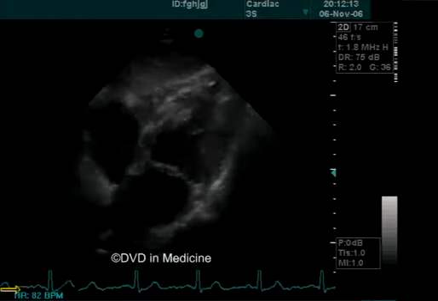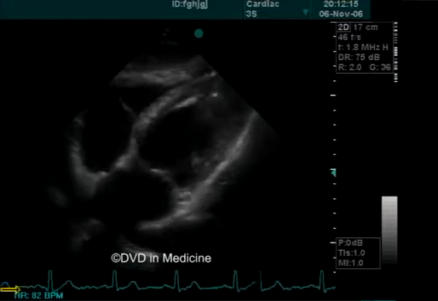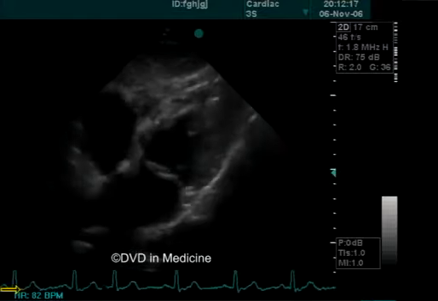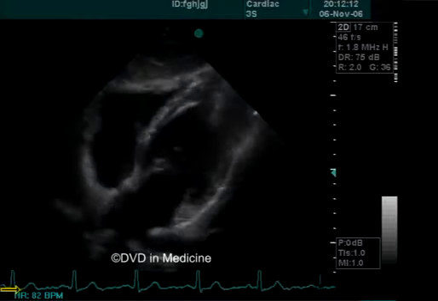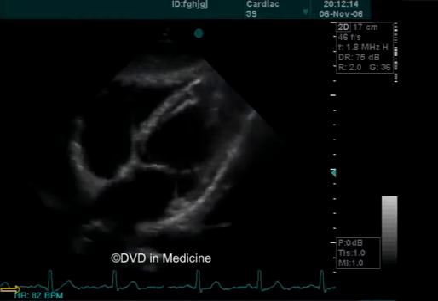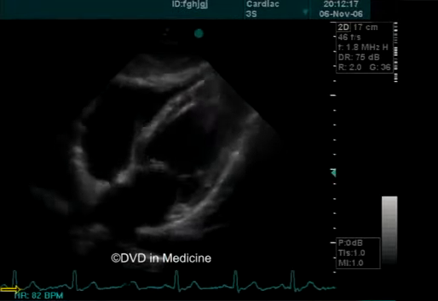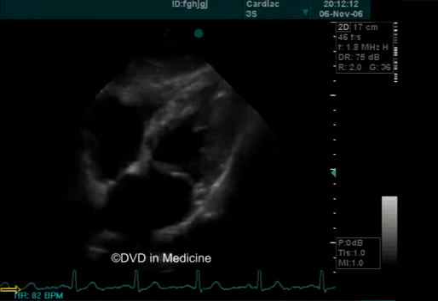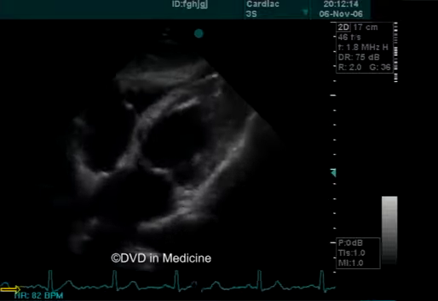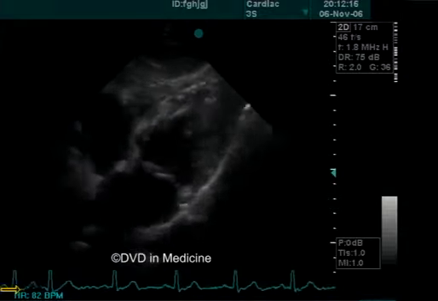When one uses the subcostal approach, ultrasonic beams are not parallel to the interatrial septum, as opposed to the apical approach. In a subcostal 4-chamber view, the direction of ultrasonic beams is almost perpendicular to the interatrial septum. Thus, in this approach, one can very easily see the interatrial septum and diagnose its defect.